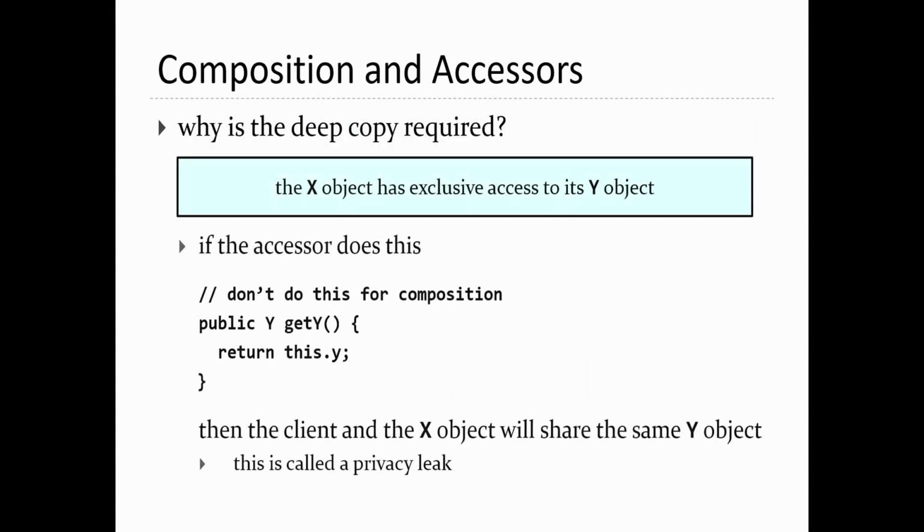What happens if you don't return a copy? Then whoever called the method gets a hold of a reference to your Y object. And now your X no longer owns its own Y object. Someone else has a reference to that object. Once again, privacy leak.